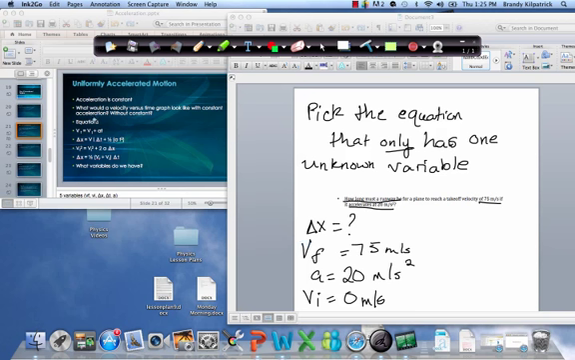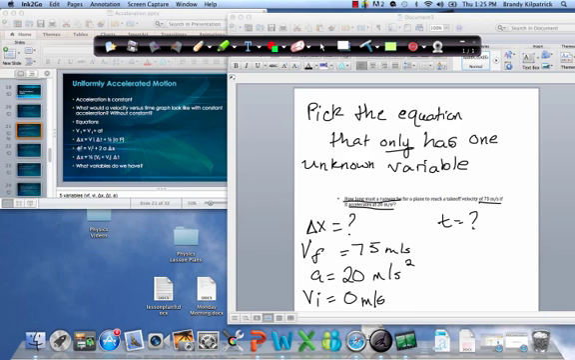So for example, let's look at the first equation right here. So VF, I have VF at 75. I have VI, that is 0. I also have the acceleration. And then I have time. Time is also unknown. But I'm not trying to solve for time, so I'm going to see if there's another equation that would work for me. I could solve for time here, though.